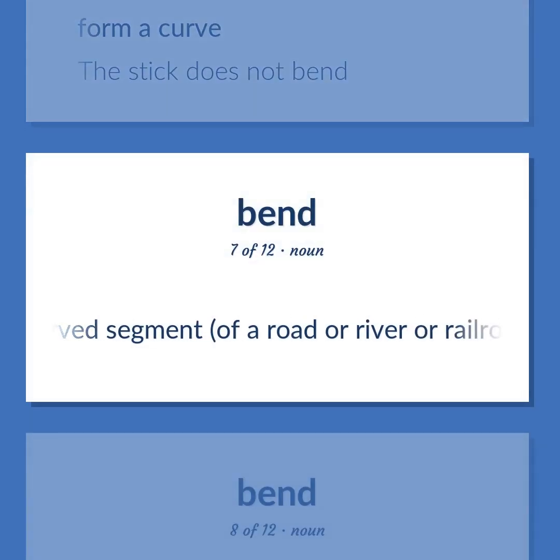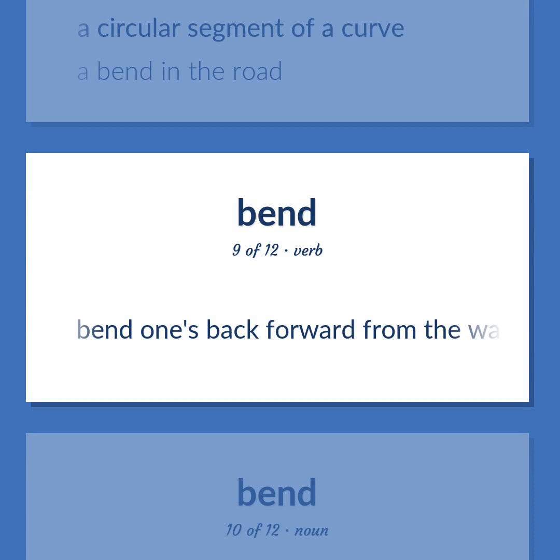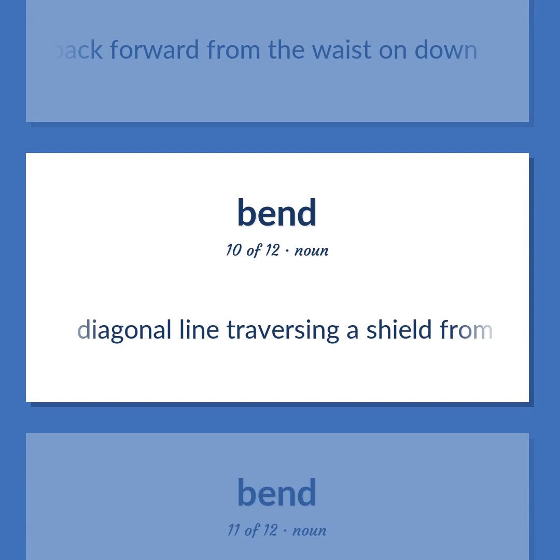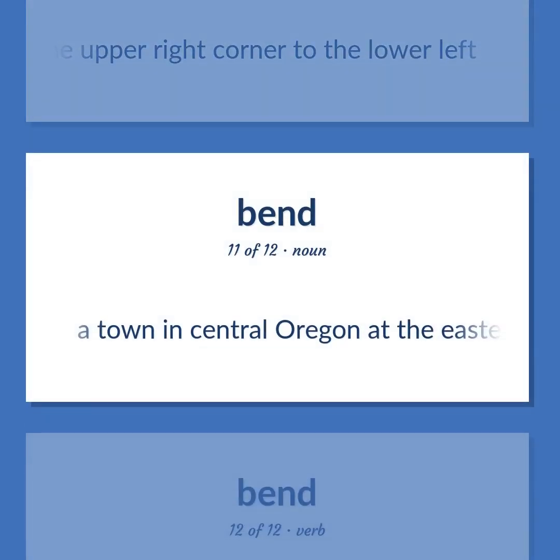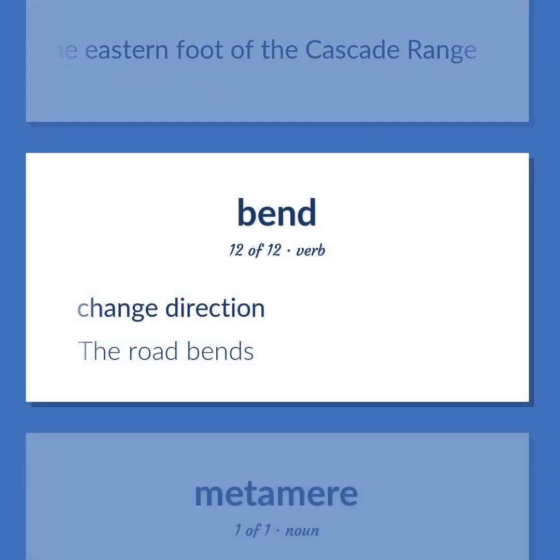Curved segment, of a road or river or railroad track, etc. A circular segment of a curve. A bend in the road. Bend one's back forward from the waist on down. Diagonal line traversing a shield from the upper right corner to the lower left. A town in central Oregon at the eastern foot of the Cascade Range. Change direction. The road bends.